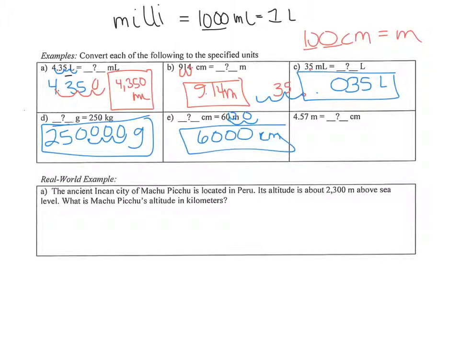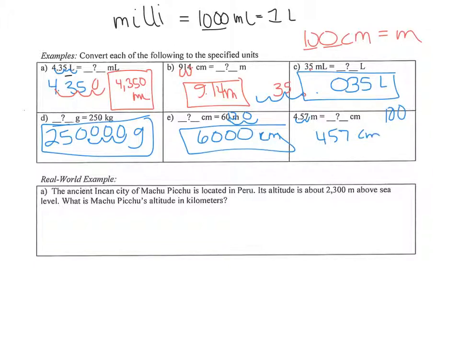4.57 meters to how many centimeters? Well, there's 100 centimeters in a meter, so I know there's going to be more than 4.57 centimeters, so I'm going to move the decimal over twice because there's 2 zeros in 100. So the answer is 457 centimeters.